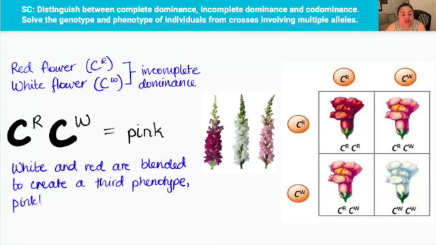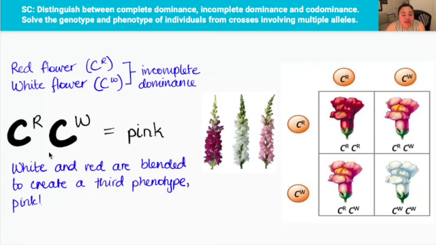For example, let's look at the trait of snapdragon flower color, which is controlled by the color gene, C, and has an incomplete dominance pattern of inheritance. Neither the red flower, CR, nor the white flower, CW, is completely dominant over the other allele. And when both CR and CW alleles are present in the heterozygous genotype, neither allele is fully expressed. Instead, the heterozygote has a phenotype that is a blend of the two alleles. We don't see a red or a white phenotype, we see pink. And pink is an intermediate or a blend of the red and white genotypes.